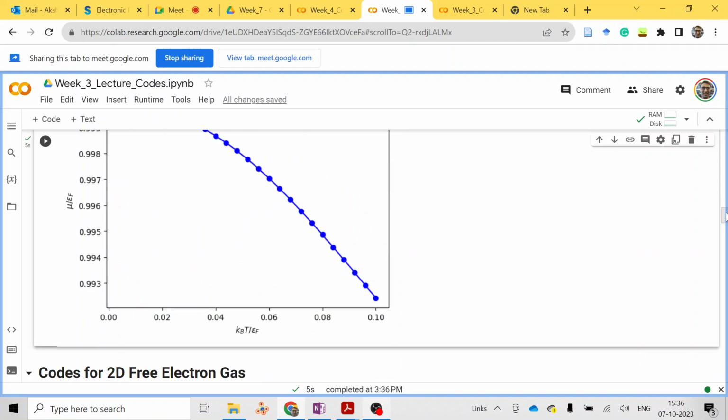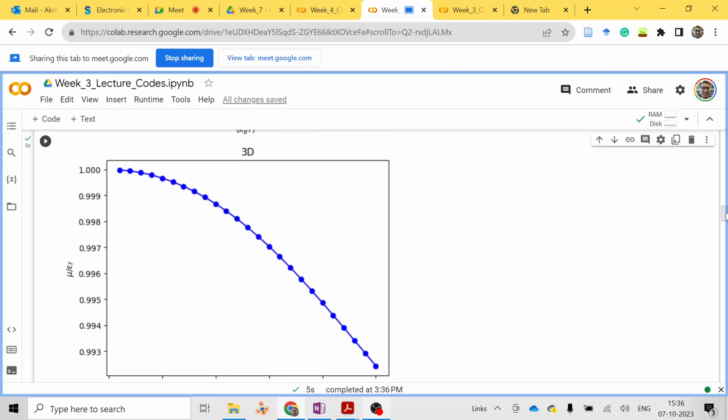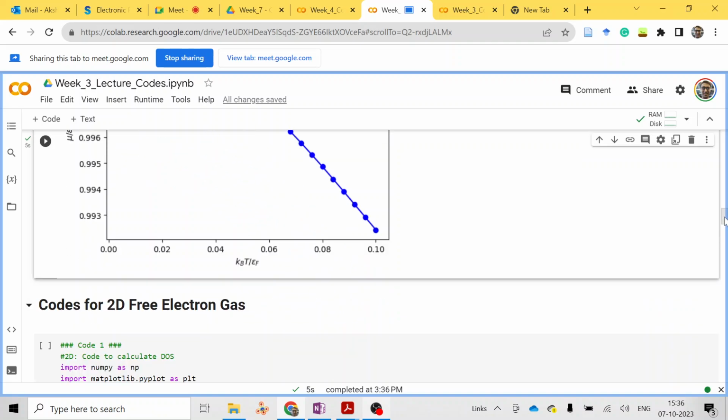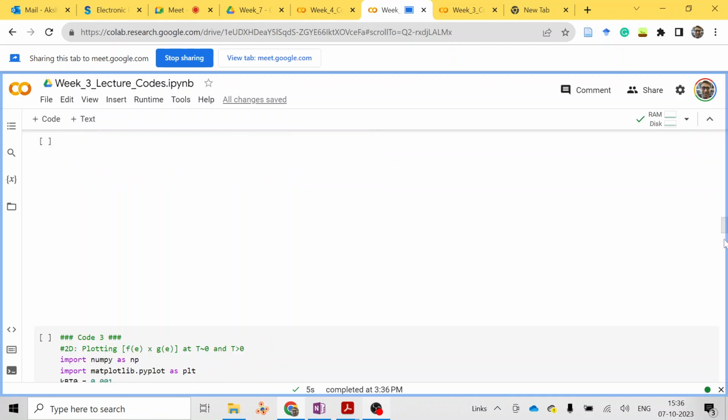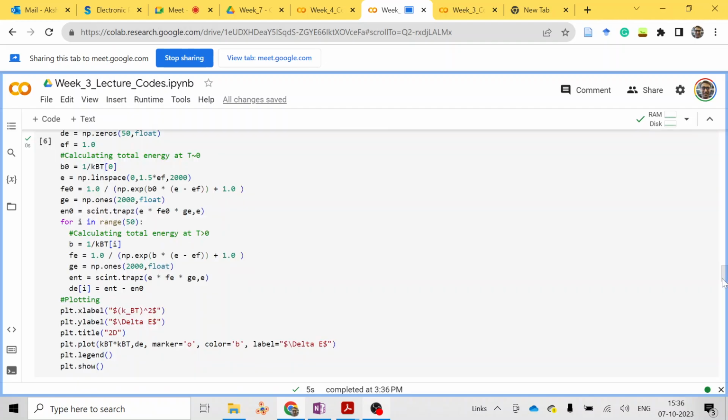And with respect to kBT by EF also, you can see that the plot looks something like this. We can see that it almost remains the same for this range, and then it starts decreasing. So still, in most cases, mu is very close to the Fermi energy only.